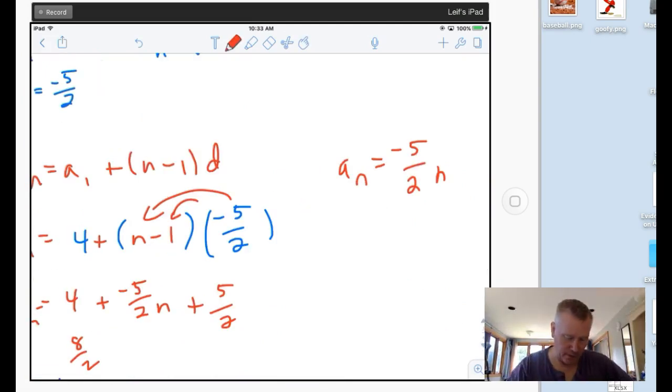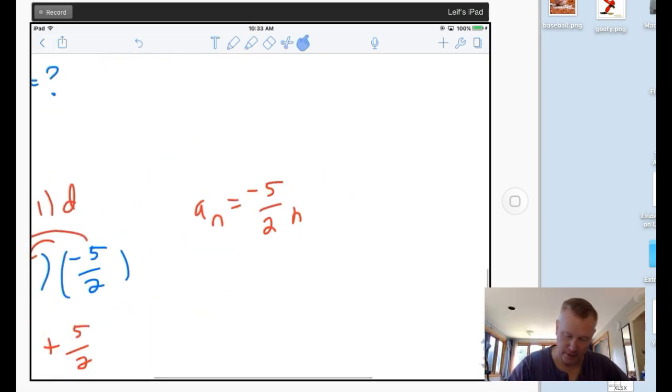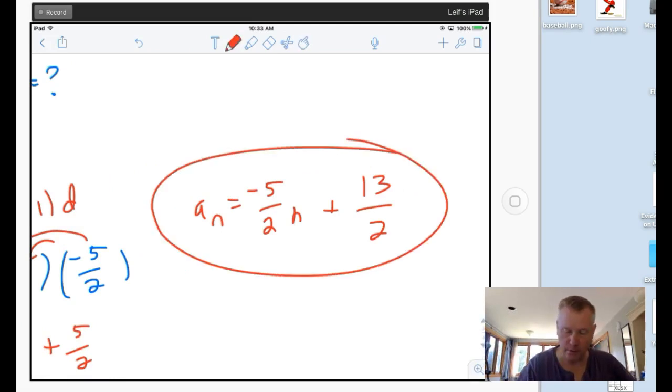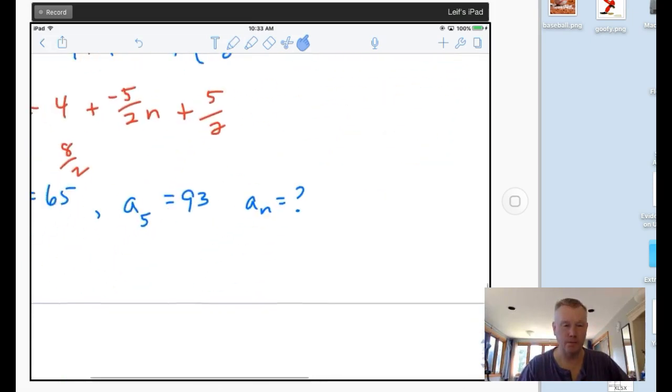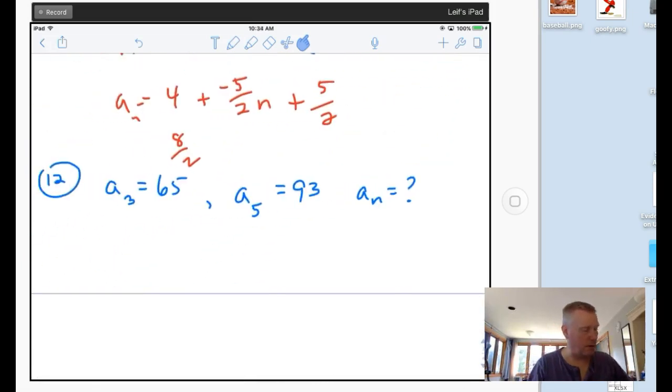Sorry, I drew a blank there. 8 over 2 is the same as 4, so 8/2 plus 5/2 is 13/2, and that's what goes here. Or you could use decimals if you like, but I figured the 5/2 is in fraction form, so why not the other one? All right, and then I've got this one over here.